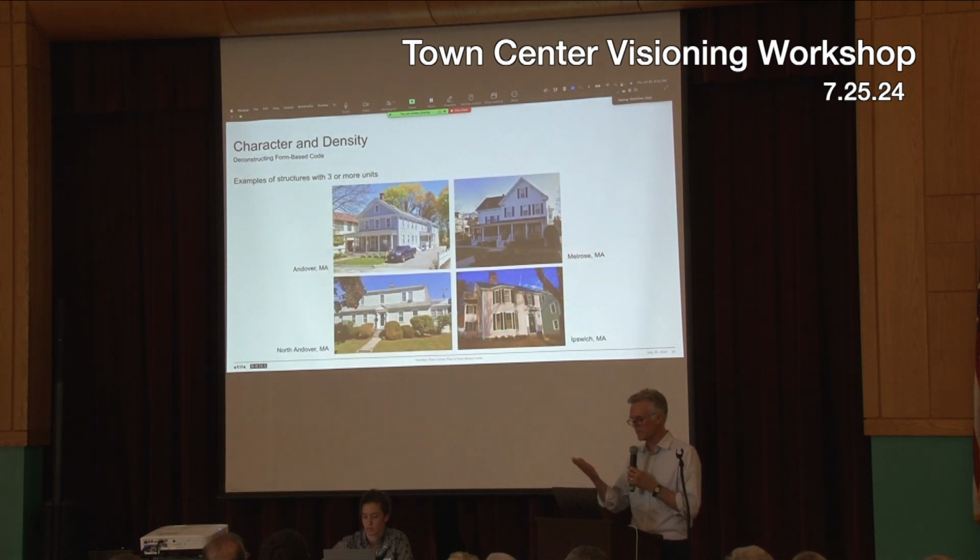And in fact, these are other examples in different towns nearby that are housing 3 or more units. Again, I don't think any of these were conforming to a form-based code, but they exhibit qualities that a form-based code could control in terms of their appearance, in ways that would allow these structures to be much more compatible with single-family houses or two-family houses or whatever the context is.